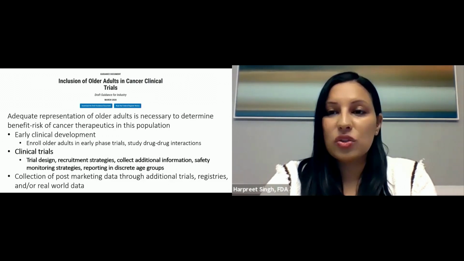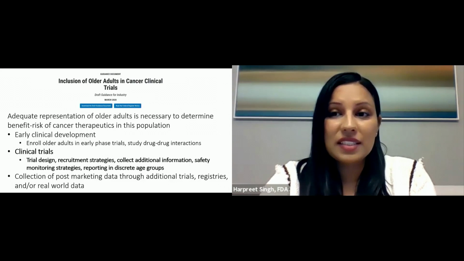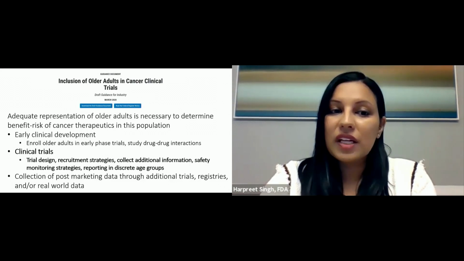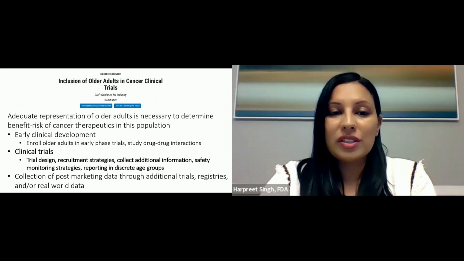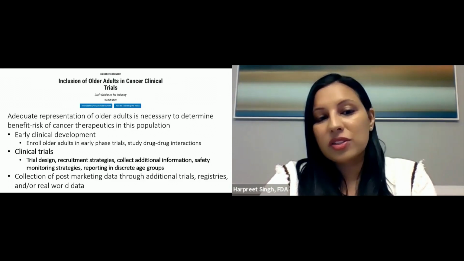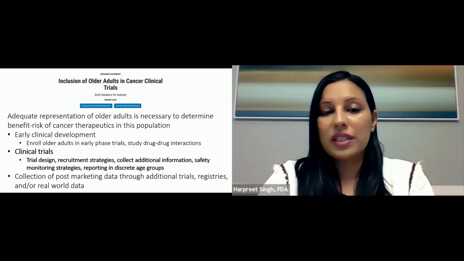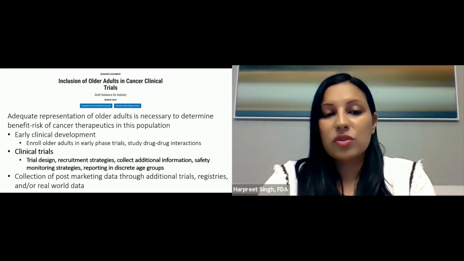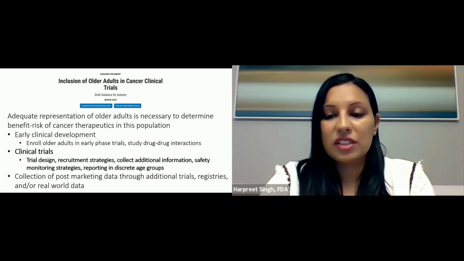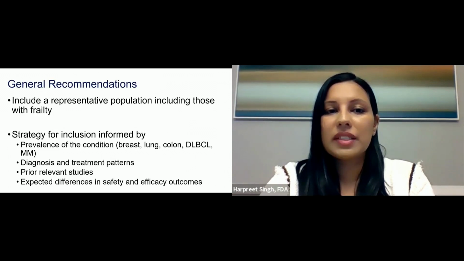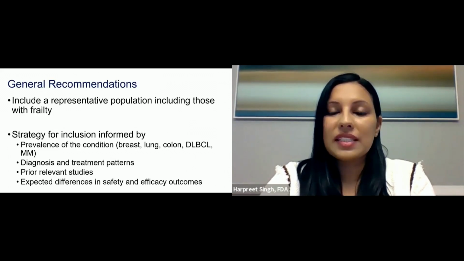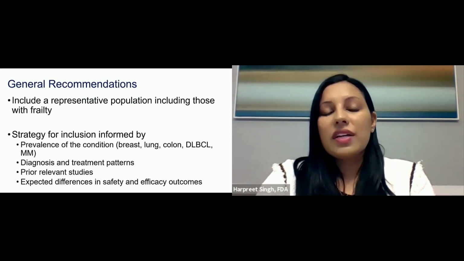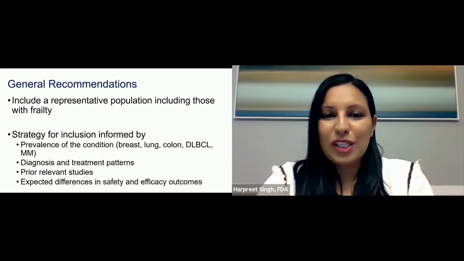The guidance is divided into three major sections or phases of drug development: early clinical development, which you heard about in an earlier session in this workshop; clinical trials with registrational intent, which will be the focus of this section; and collection of post-marketing data through additional trials, registries, and or real-world data, which will be the focus of a later session in this workshop. The general recommendations are to include a representative population, including those patients with frailty. We are often asked, what is a representative population?